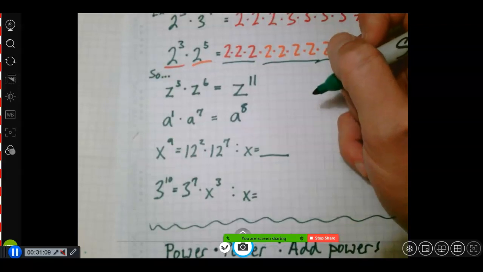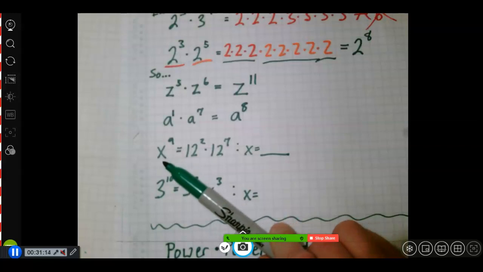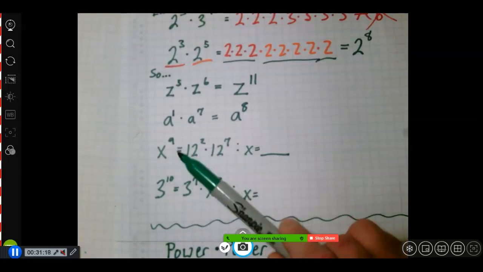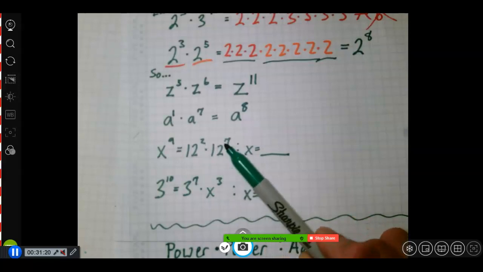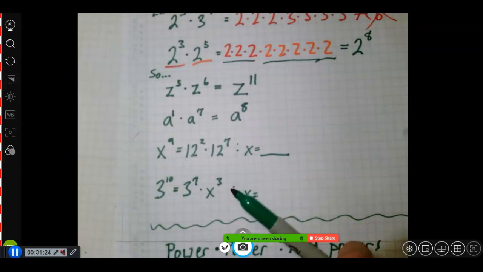Sarah, this is a weird one, but you're going to see things on Khan Academy like this. This is literally straight off Khan. If you were given x to the 9th equals 12 to the 2nd times 12 to the 7th, can you make sense of this for us? Or do you want to pass? This is a weird type of problem that you may not have seen before.